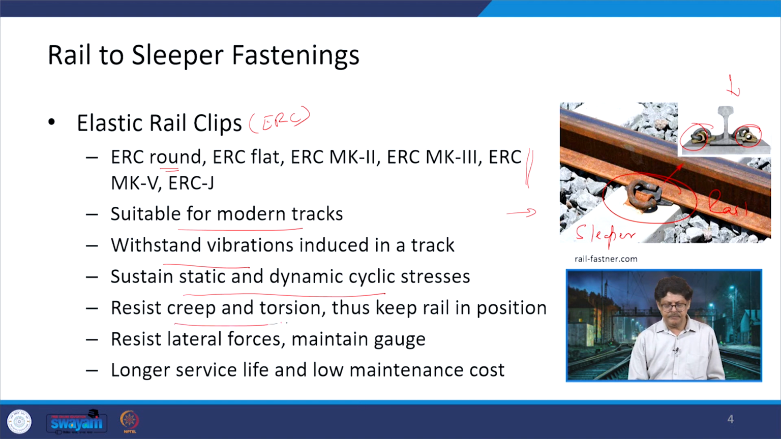They resist the creep and torsion, which was another requirement. We said that they should be able to resist the longitudinal movement and the lateral forces which are there. If they are resisting, it means the rails will be kept in position. They should resist the lateral forces, maintaining the gauge, and they should have a long service life as well as low maintenance cost, which is again a requirement. So the elastic rail clips fulfil those requirements.